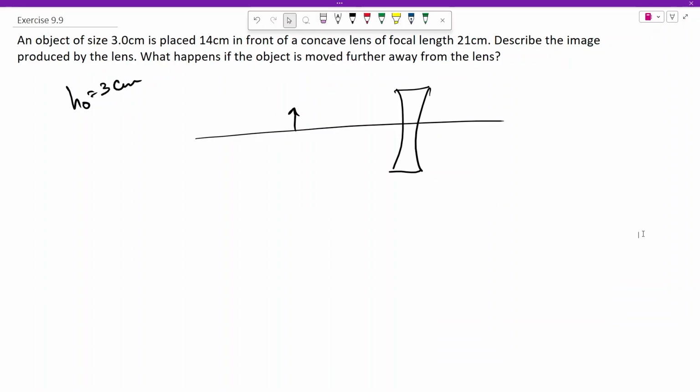The question is saying that an object of size 3 centimeter, that is the height of the object is given as 3 centimeter, is placed 14 centimeter in front of the concave lens. Here the subject is a concave lens and the object distance is 14 centimeters.